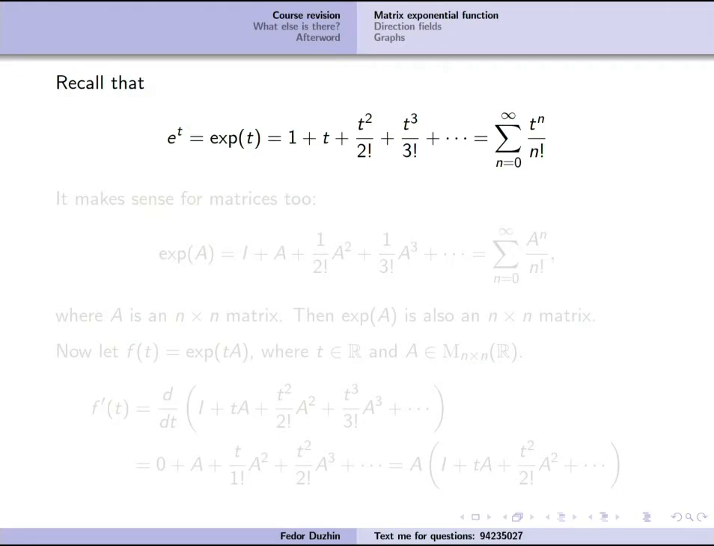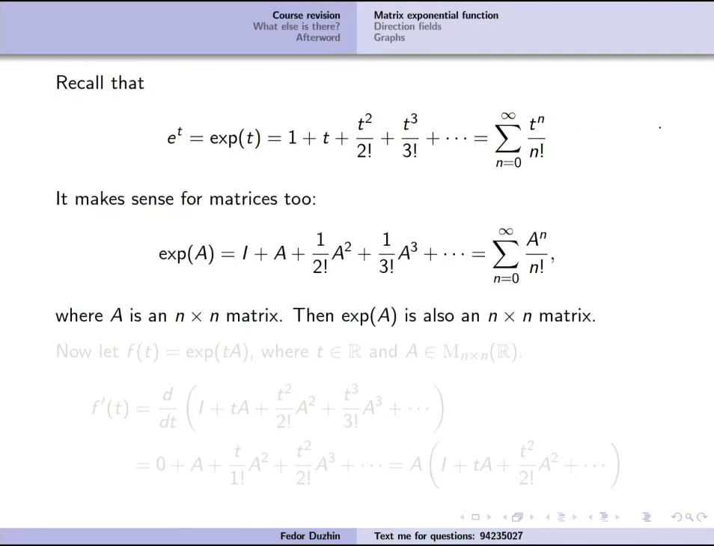So recall that an exponential function can be represented as the sum of its own Maclaurin series. So this series converges for all real values of t. The radius of convergence is infinity. But if you think about it, then it makes sense for matrices too, right? So if you have a matrix, you can just calculate a square, a cube, and so on, and then you put it together, and then you get an infinite series, which is going to be a matrix.